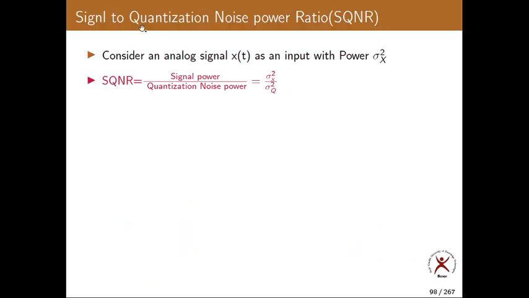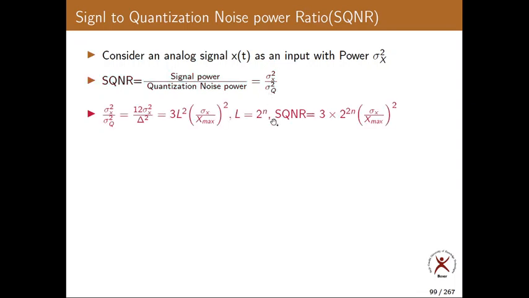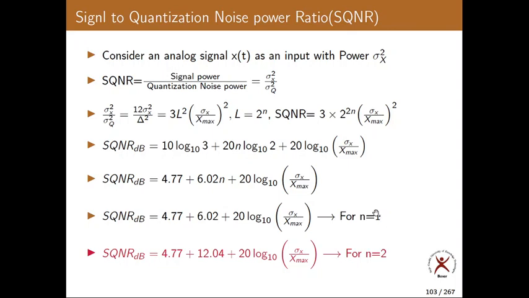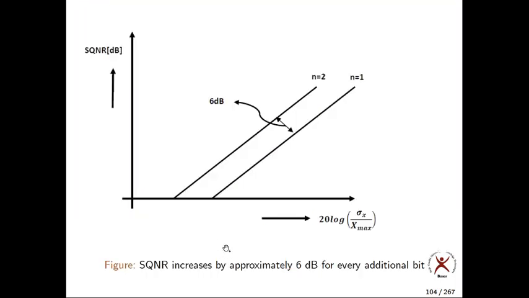In the same way, you can also find the SQNR, that is signal power by quantization noise power, which is nothing but sigma x square by sigma q square. If you do all the calculations, it is something like this. This is SQNR in normal scale, and this is in dBs. Now it is for n equal to 1, n equal to 2. What is n? It is the number of encoding bits. So what you can observe is that SQNR increases by approximately 6 dB for every additional bit of encoding.